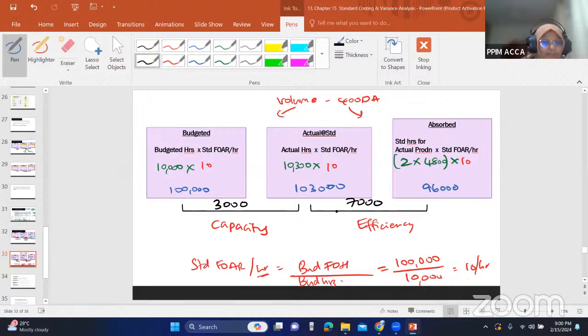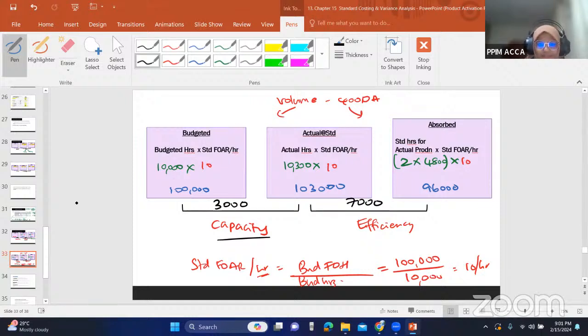Now here also, volume variance, getting adverse or favorable is a little tricky. Here's how you have to do this: capacity means whether they worked more hours or less hours. In terms of capacity, if they work for longer, it's good, because we told them to work only for 10,000. They have worked for more, which is good for us.